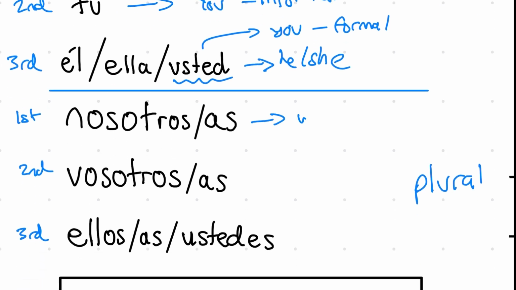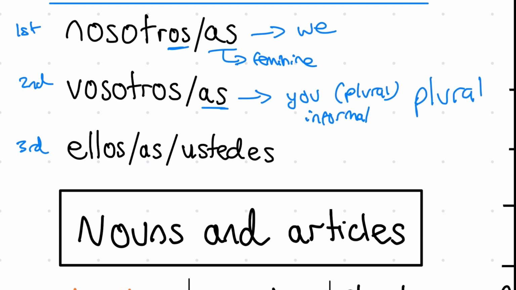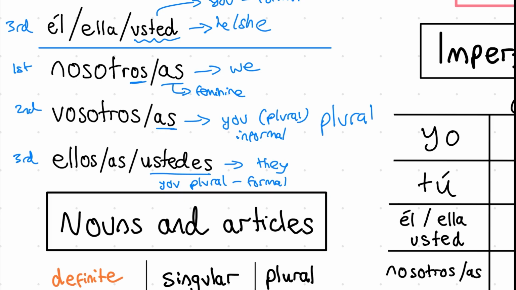Nosotros and nosotras is we. If it's os, it's masculine, and if it's as, it's feminine. Vosotros is only used in Spain. This is you guys, so it's the you plural, and it's informal. And just like for nosotras, vosotras is just for a feminine group of people. Then lastly, ellos and ellas, this is your they in the third person. Ustedes, just like usted, means you, plural, but it's formal this time. And ustedes uses the they endings, so the ellos and ellas endings.